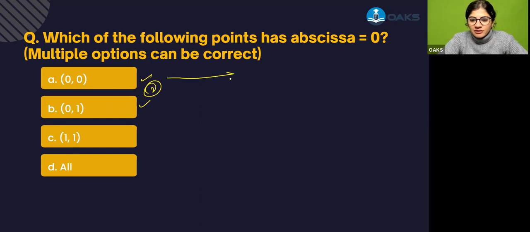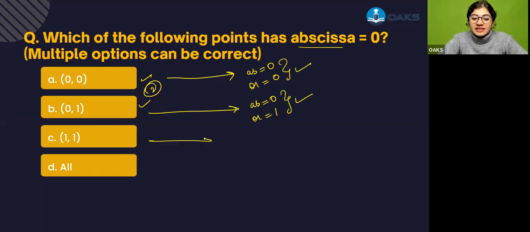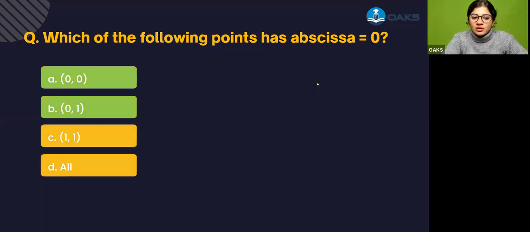So here in the first option, abscissa is equal to 0 and ordinate is also equal to 0. In the second one, abscissa is equal to 0 and ordinate is equal to 1. So I was asking abscissa is equal to 0. So this is my point. This is my point. In third case, abscissa is equal to 1. I do not need that. And ordinate is also equal to 1. I do not need that. So 1 and 2 are my correct options. So this is the correct answer. Everybody understand?